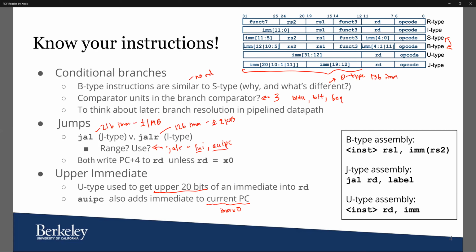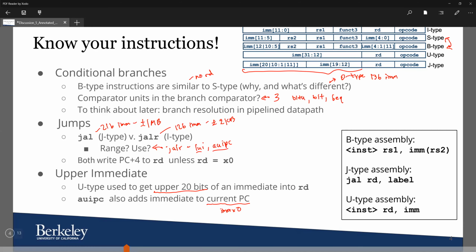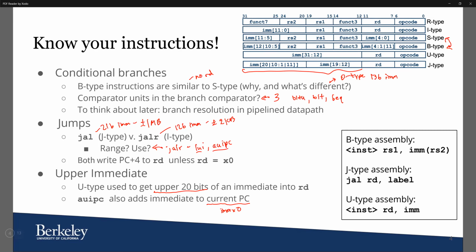Question, what does jump and link register use R1 for? That is the base on which you apply the offset, which is the immediate. Yeah. Cool. All right. So here we have a couple more ways of how you would write the assembly for these 3 instruction types. Okay.